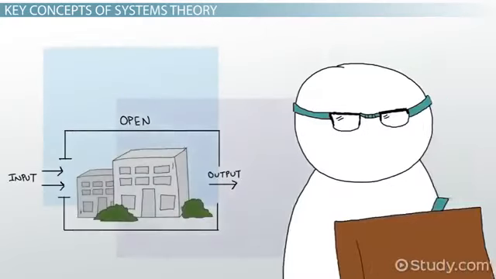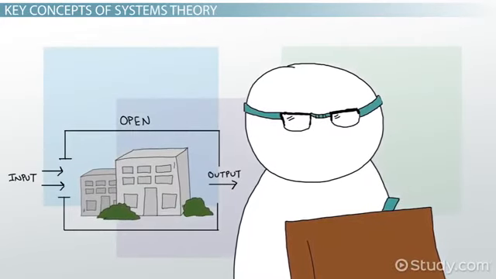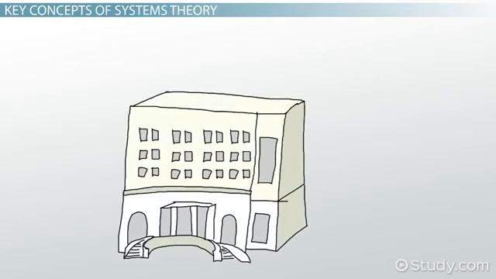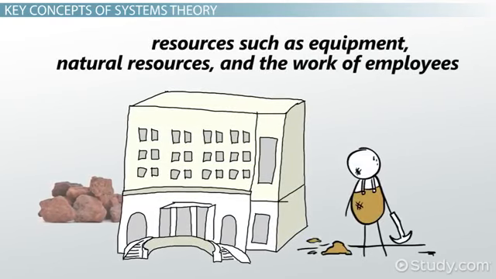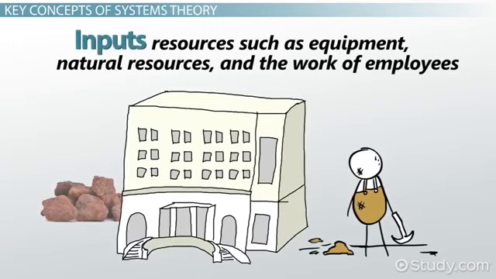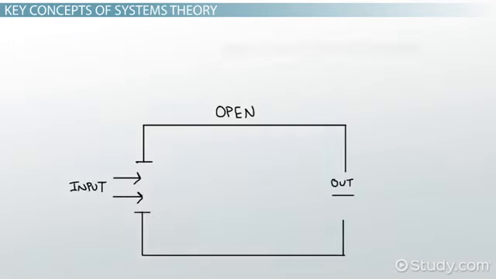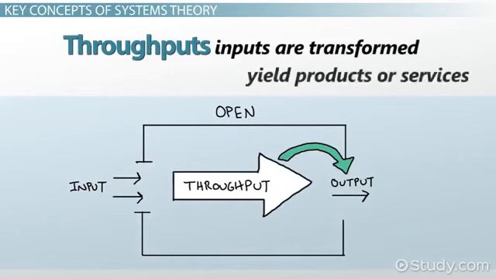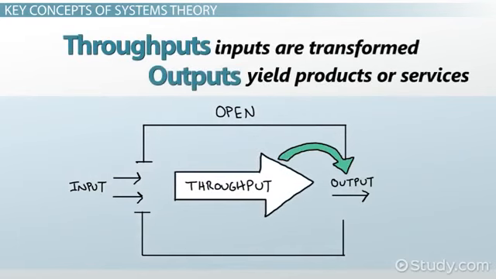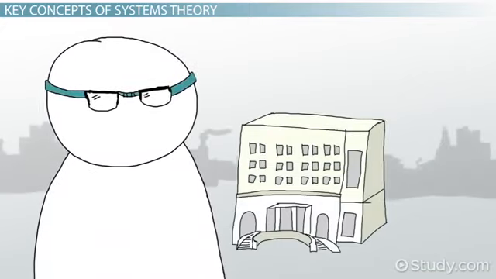An open system consists of three essential elements. An organization receives resources, such as equipment, natural resources, and the work of employees, referred to as inputs. The inputs are transformed, called throughputs, and then yield products or services, called outputs. Outputs are released into the environment.